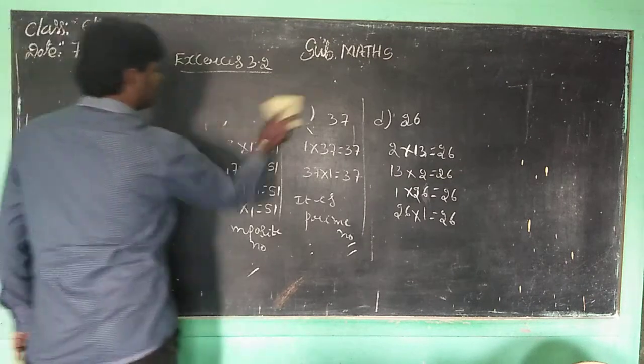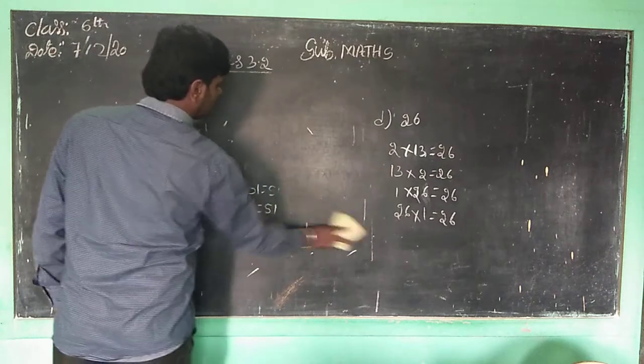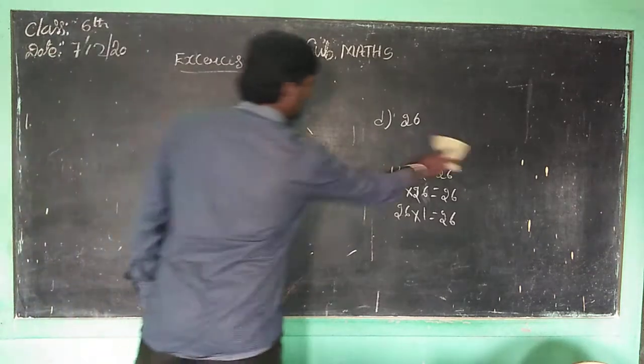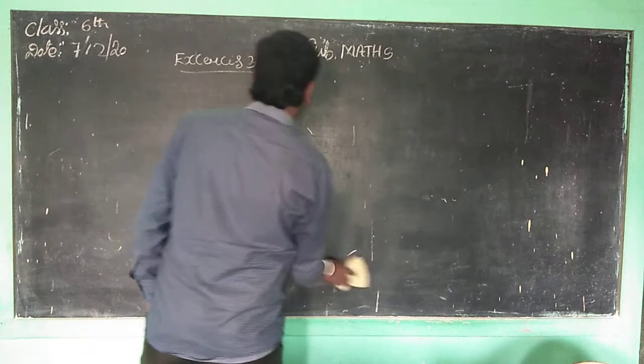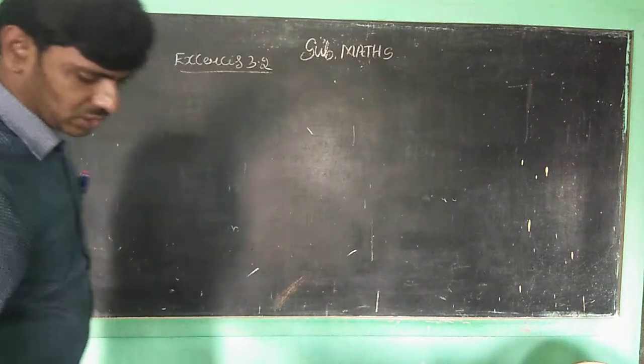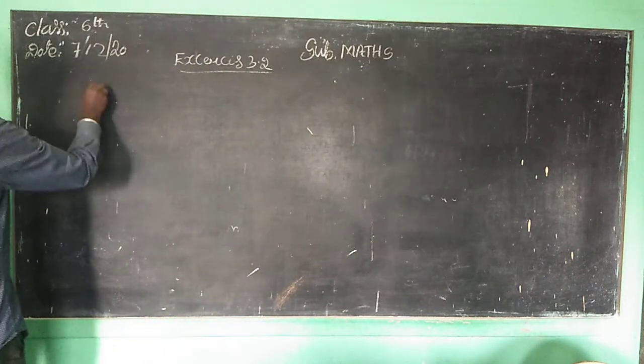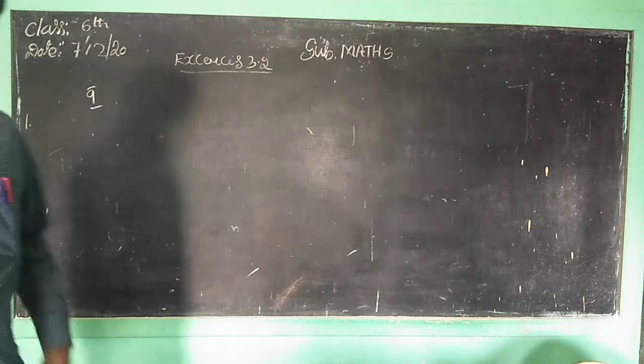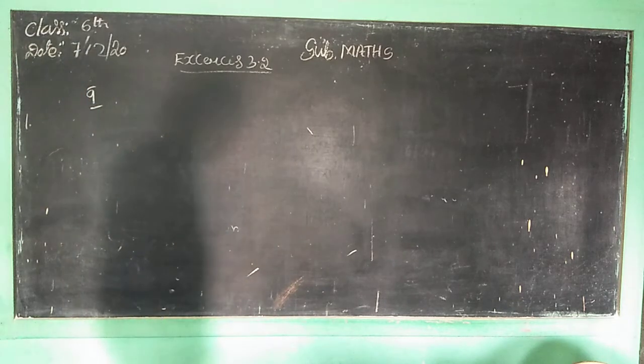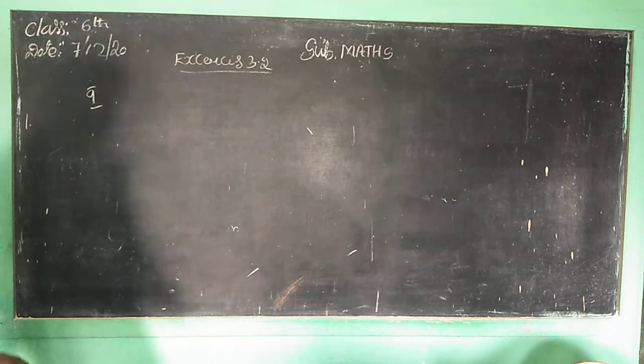So write 7 consecutive numbers. Is that less than 100? Now children, you want to take the 9th question: write 7 consecutive composite numbers less than 100.